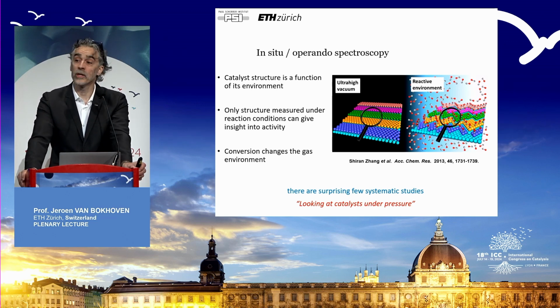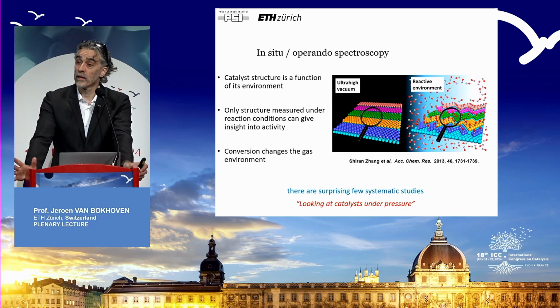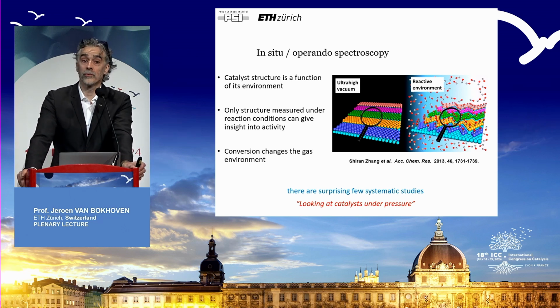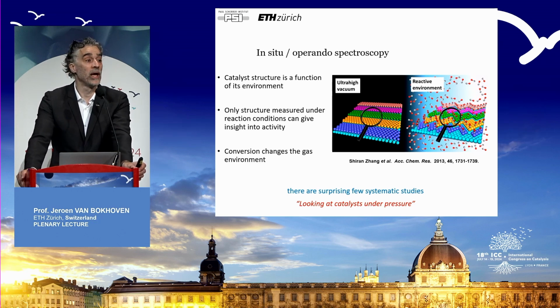One thing to keep in mind is that a catalytic conversion per se is changing the composition of the gas phase that the catalyst is seeing. So within a single catalytic reactor, very often different places within the reactor see different gas environments, and that may have, and in some cases has been shown to have, an effect on the structure of the catalyst.